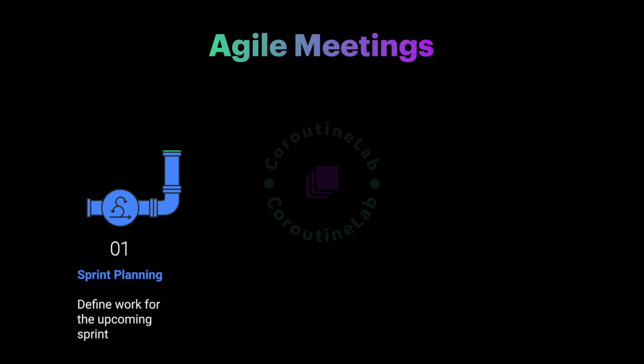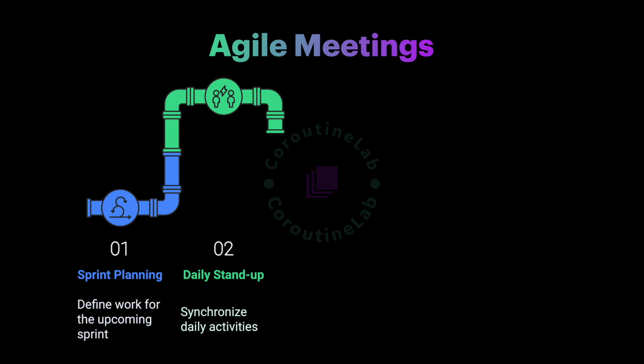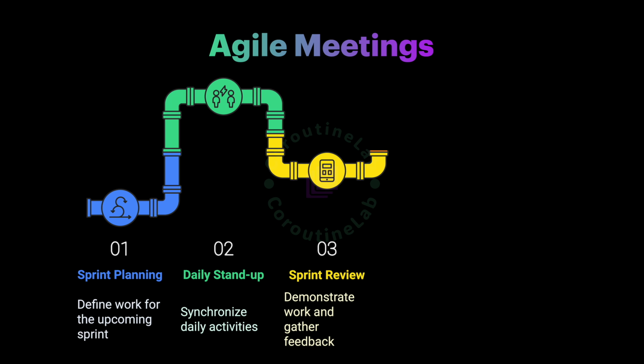Once the sprint begins, a daily stand-up is held, typically lasting 15 minutes. During this meeting, each cross-functional team member answers 3 key questions. 1. What did I accomplish yesterday? 2. What will I work on today? 3. Are there any blockers? This ensures everyone stays aligned and any issues are addressed promptly. Next is the sprint review meeting, held at the end of the sprint. Team members showcase the completed work to stakeholders, providing an opportunity for feedback.